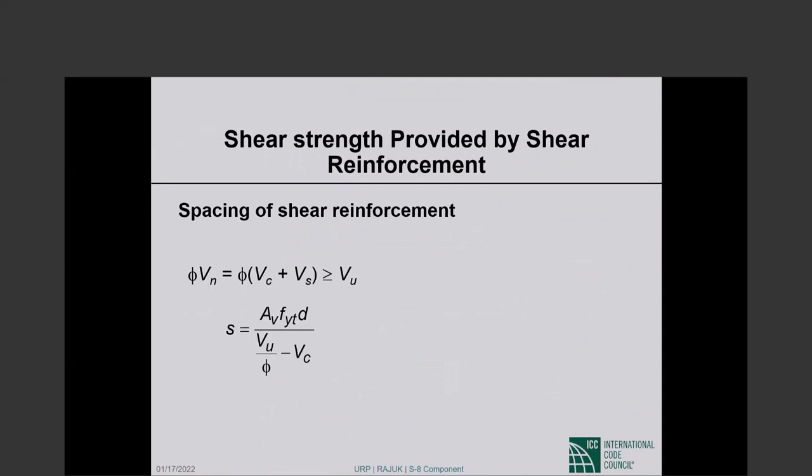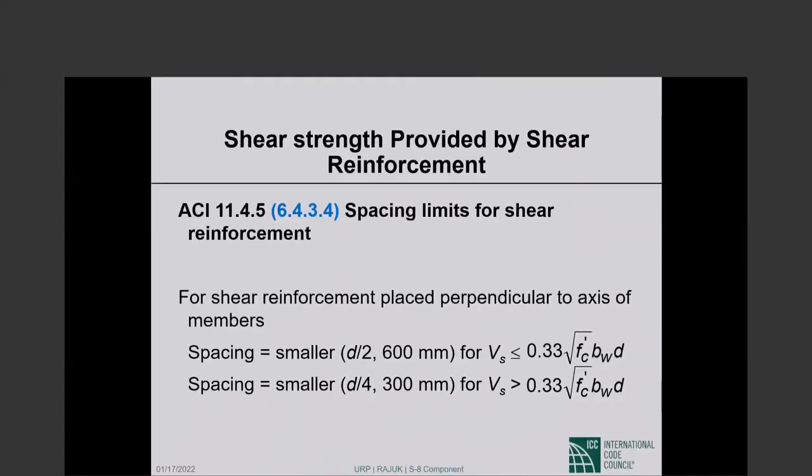So phi times V sub n, which is phi times V sub C plus V sub S, has to be larger than or equal to V sub u. That tells you the spacing you need of the shear reinforcement. These things I think are familiar to most.